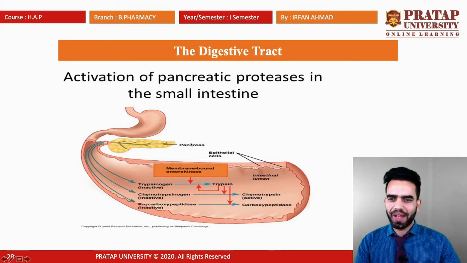From the pancreas this comes, and here in the duodenum, this is the membrane bound enterokinase which converts trypsinogen into trypsin, chymotrypsinogen into chymotrypsin, and procarboxypeptidase into carboxypeptidase. This whole process happens in the intestinal lumen.